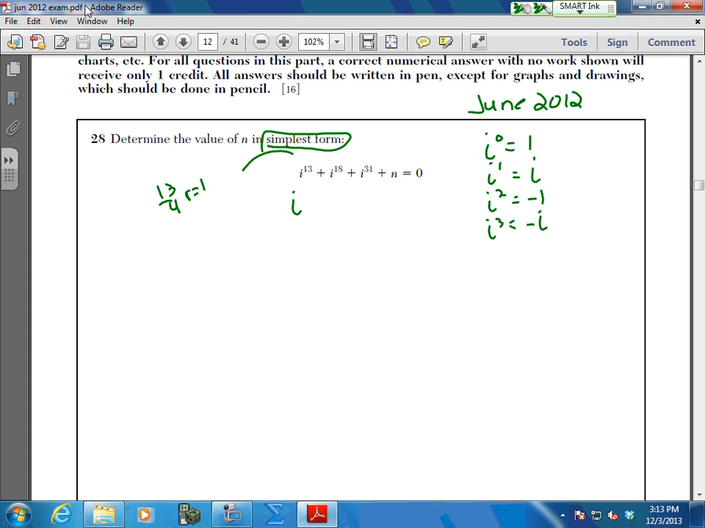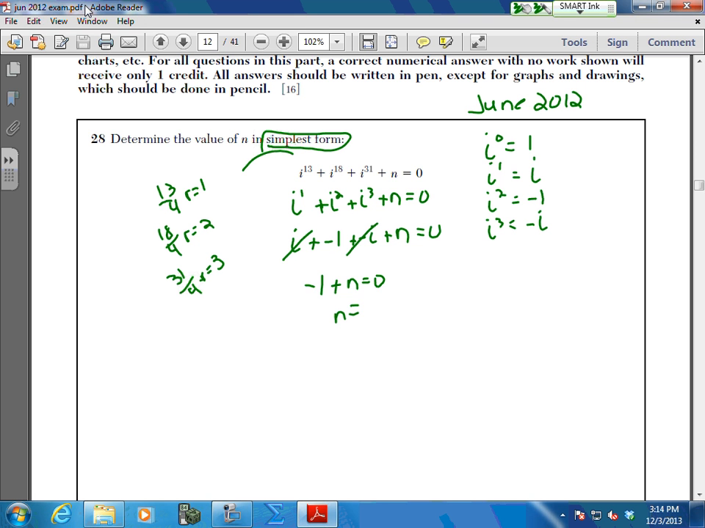So this is i to the 1. Take 18 divided by 4, remainder 2. This is i squared. Take 31 divided by 4, remainder is 3. This is i cubed. Now go to your chart and translate: i plus a -1 plus a -i plus n equals 0. Out comes your i's. So -1 plus n is equal to 0, and n is equal to 1.